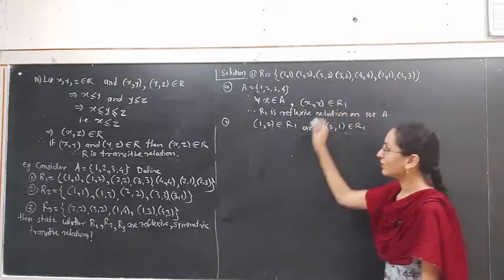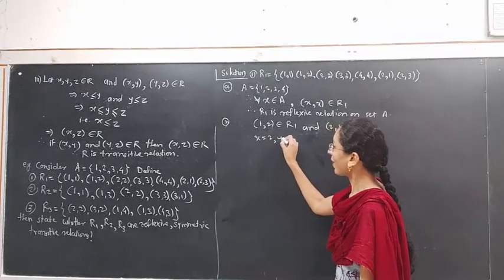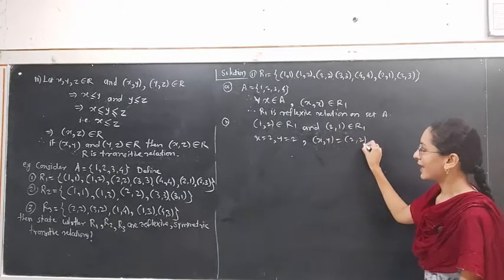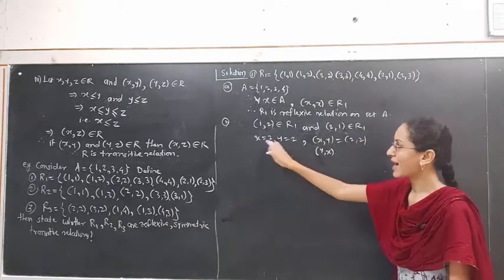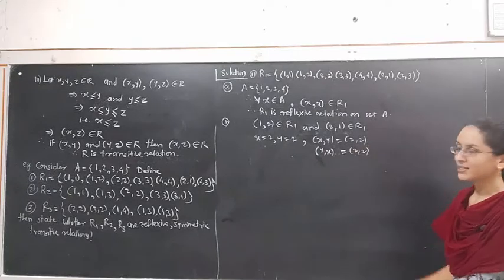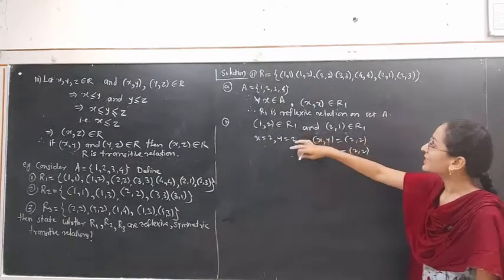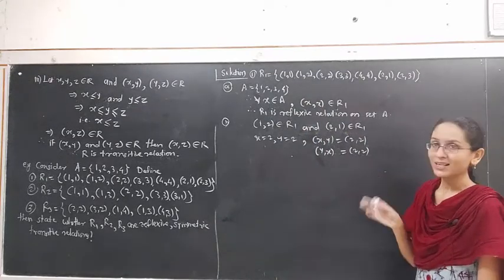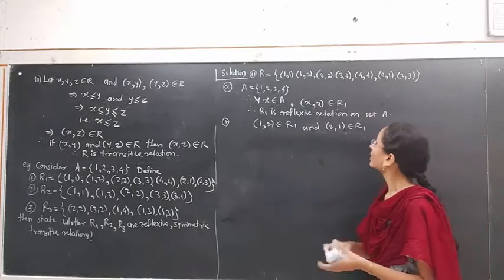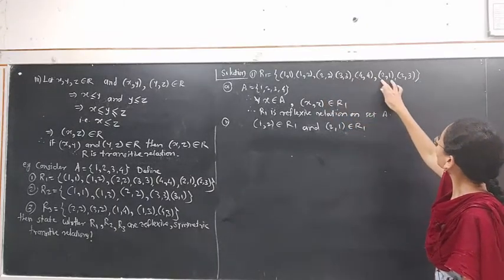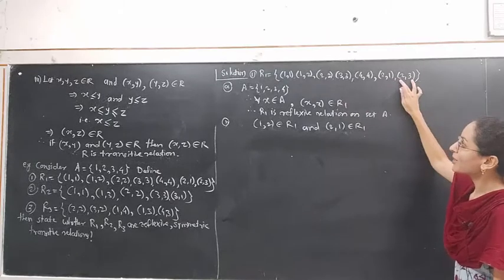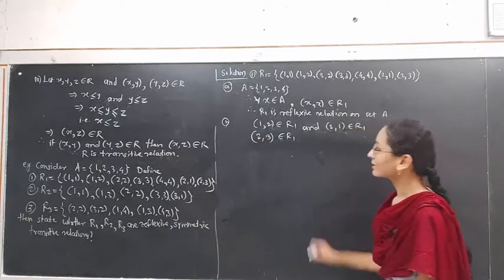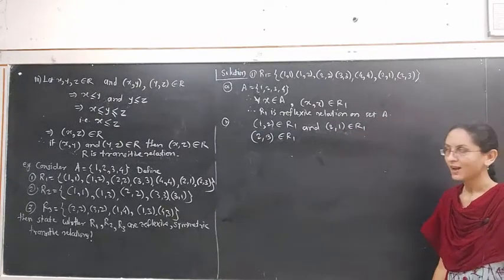Next ordered pair is (2,2). If we consider x is equal to 2, y is equal to 2, then we get ordered pair (x, y) is equal to (2,2). Hence, the ordered pair (y, x) is also (2,2). Hence, we cannot check symmetric relation for the ordered pair of the type (x, x). Next ordered pair is (2,3). The ordered pair (2,3) belongs to set R1. But the ordered pair (3,2) is not in R1.